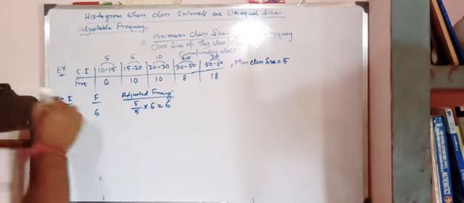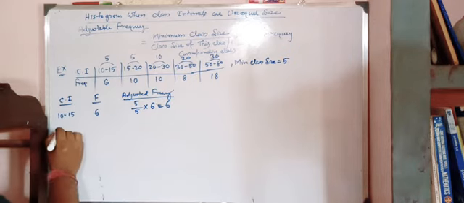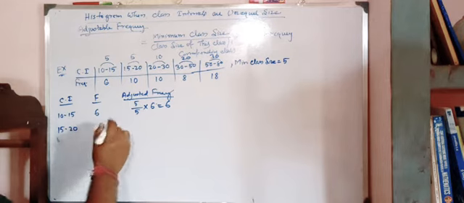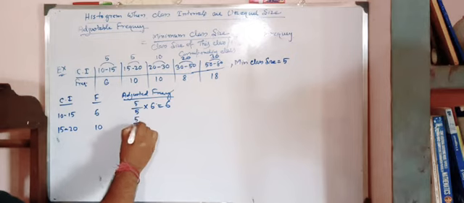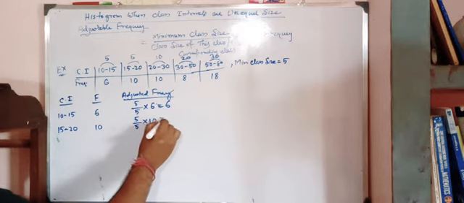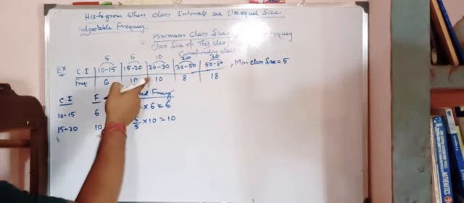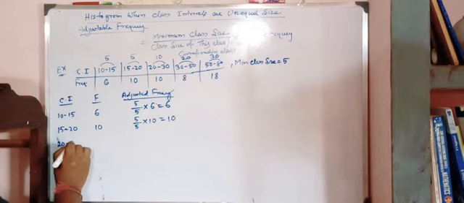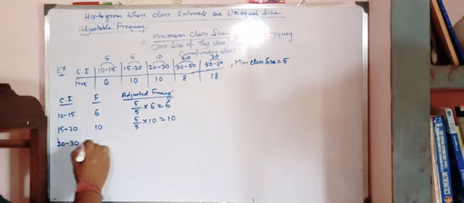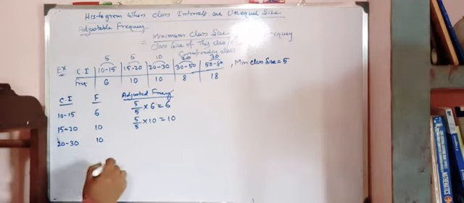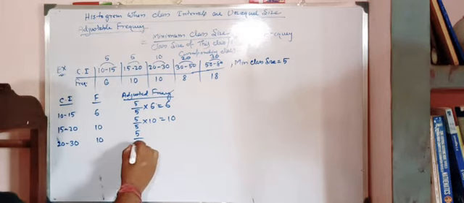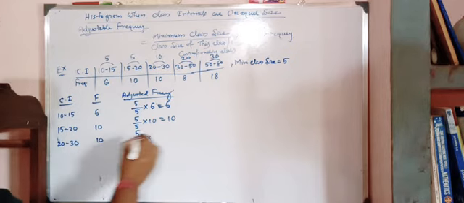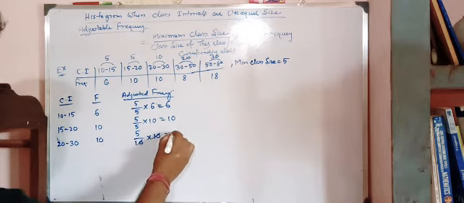Understood that? Next, move to 15 to 20. Here the frequency is 10 and the class size is also 5. So here also 5 by 5 into 10, that is 10. Now next move to 20 to 30. Here the frequency is 10, the minimum class size is 5 and this class size is 10, into frequency 10, so that should be 5.